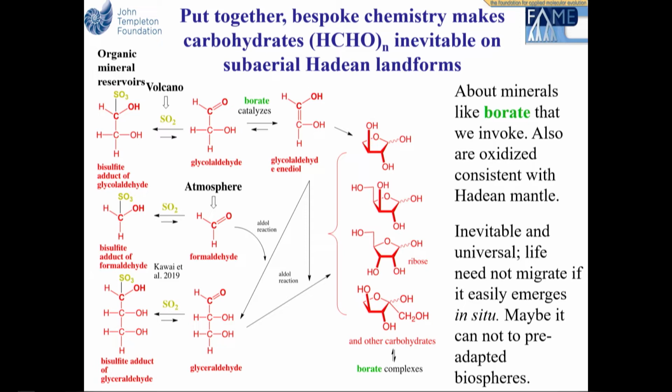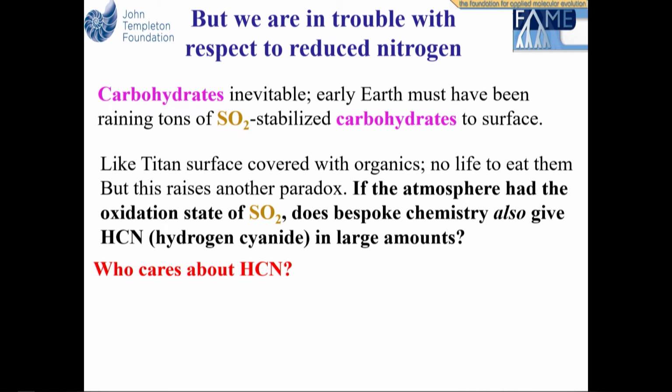And the borate minerals are indicated on this slide at various points of catalyzing certain steps or stabilizing certain products. But this makes this chemistry inevitable. And of course, if this chemistry in its inevitability means life is more likely to emerge, then it is not necessary for it to migrate, and maybe if it does migrate, it will already enter another habitat which already has a pre-adapted, pre-existing life form occupying the space.